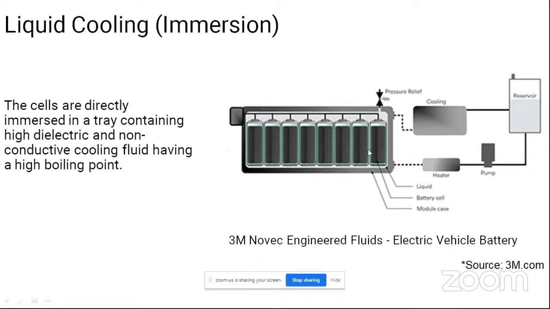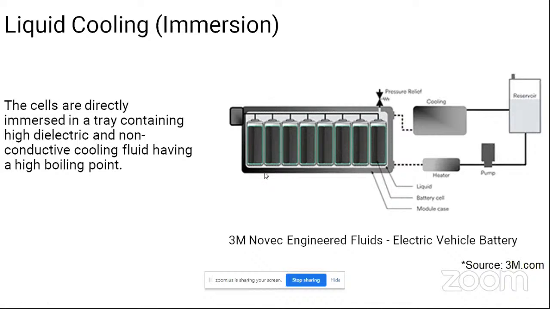So the liquid is there, and all these cells are dipped into that, and there is a reservoir and pump operating system. From the reservoir, the pump is sending the cool liquid in, and the hot liquid is coming out. So that is the way this immersion system of liquid cooling is working.